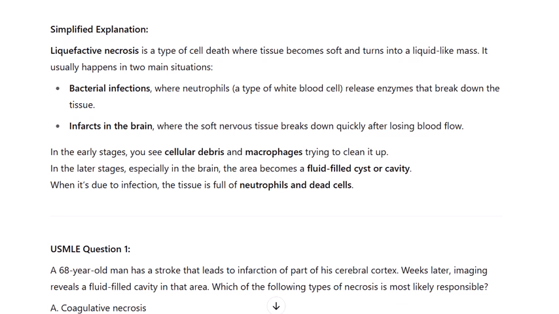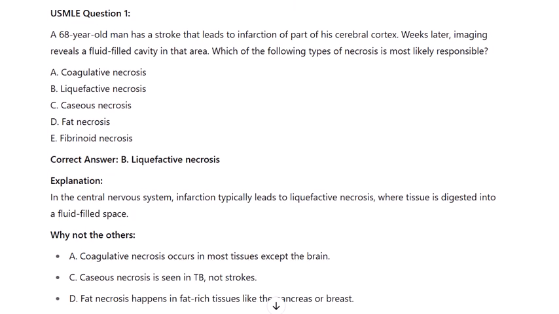USMLE Question 1. A 68-year-old man has a stroke that leads to infarction of part of his cerebral cortex. Weeks later, imaging reveals a fluid-filled cavity in that area. Which of the following types of necrosis is most likely responsible?